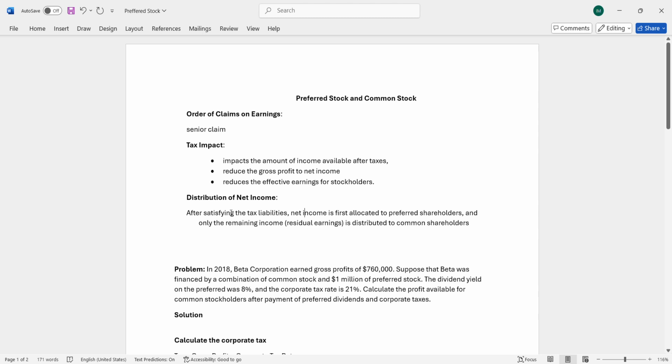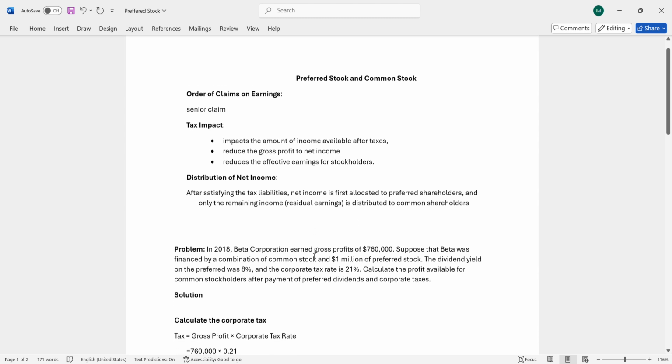And for the distribution of net income, after satisfying the tax liabilities, net income is first allocated to preferred shareholders because they have the higher senior claim in the order, and then the remaining income, the residual earnings, is distributed to common shareholders. Let's look at an example.